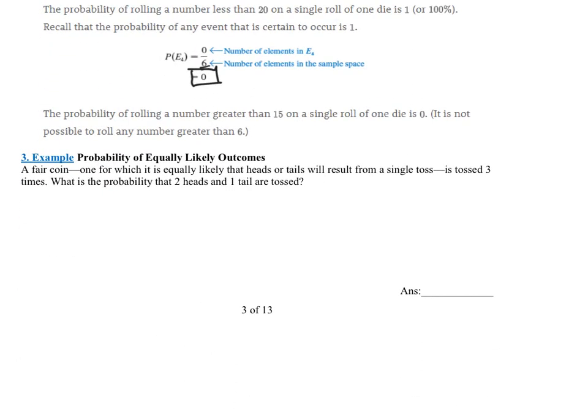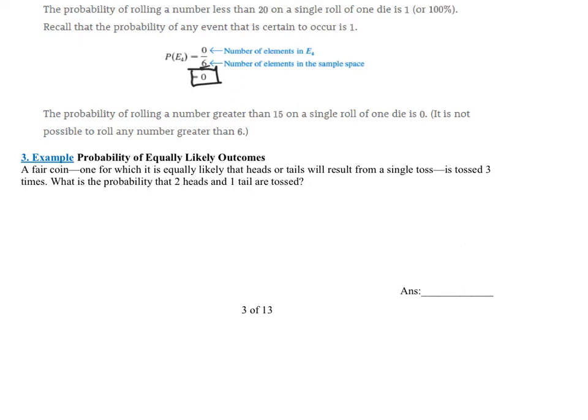So let's take a look at example 3 here. It says a fair coin, one of which is equally likely that heads or tails will result from a single toss, that's what it means to be fair, is tossed 3 times. What is the probability that 2 heads and 1 tail are tossed?